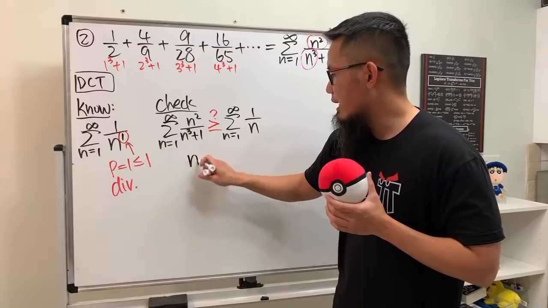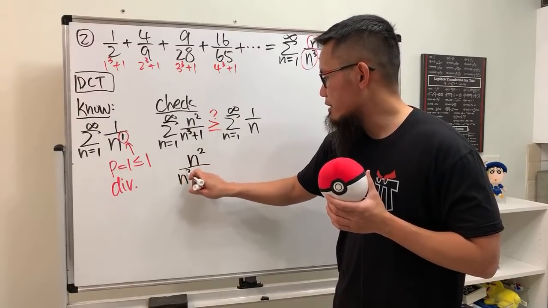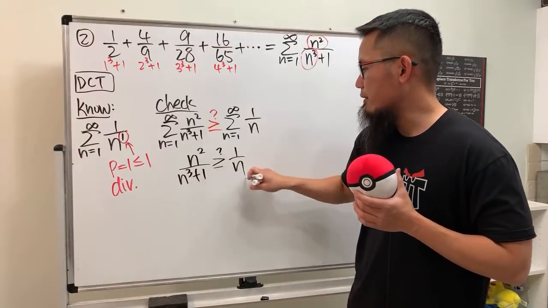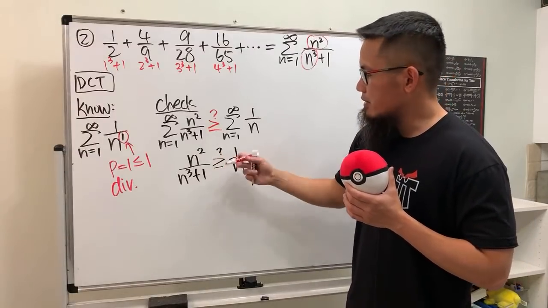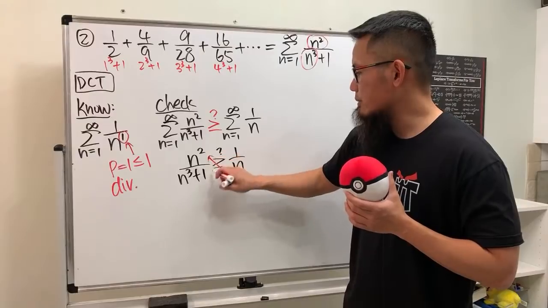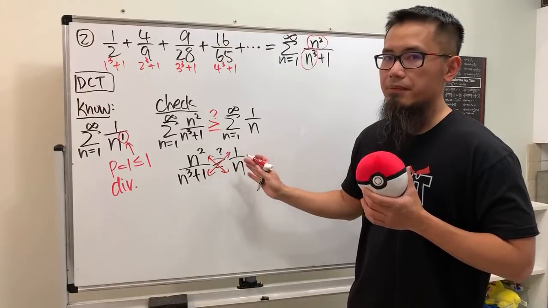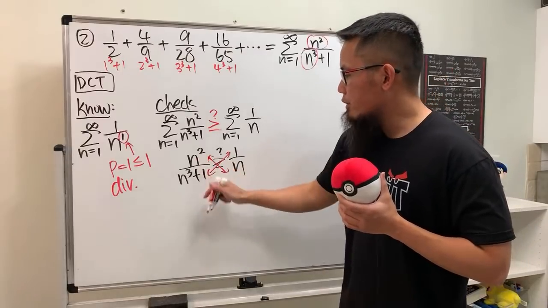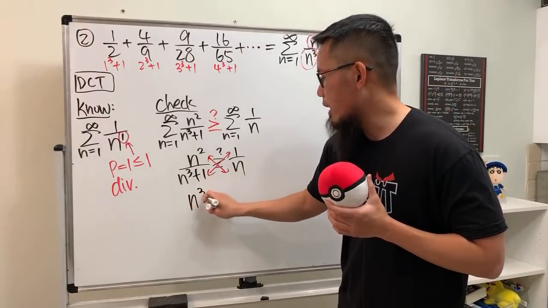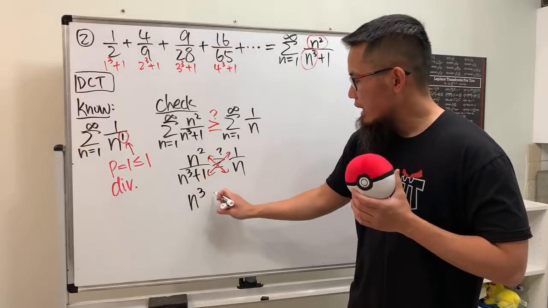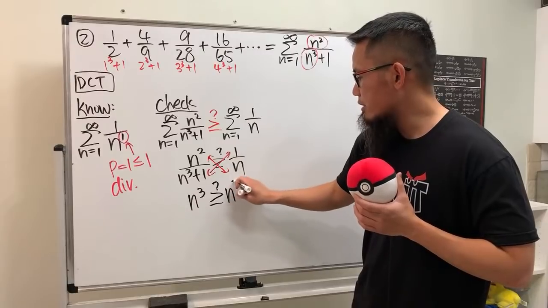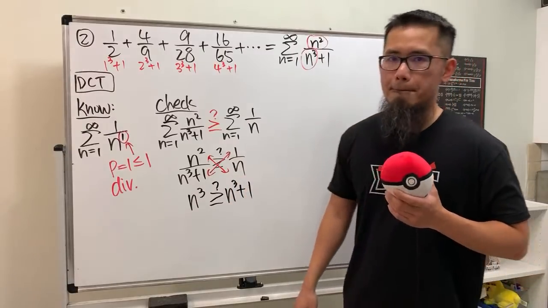So we can look at n squared over n to the third power plus 1. Is this greater than or equal to 1 over n? Well, if this is not so clear, let's just go ahead and cross multiply. Everything's positive, so we don't have to flip the inequality symbol. N times n to the second power, we get n to the third power right there. Is this greater than or equal to this times that, which is n to the third power plus 1?